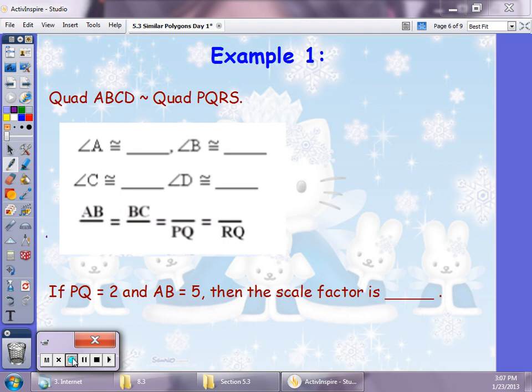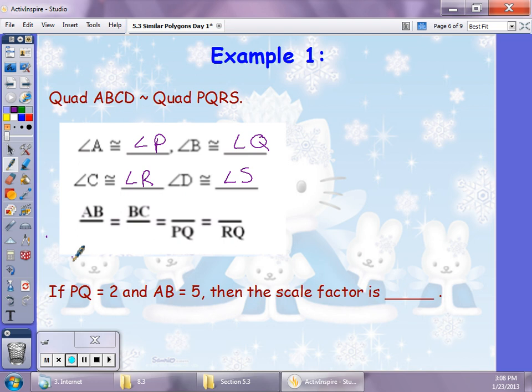We can also use correspondence statements to fill in missing congruency or similarity statements. So we are given that quadrilateral ABCD is similar to quadrilateral PQRS. So using what we know about correspondence statements, we can now say that angle A is congruent to angle P, angle B is congruent to angle Q, angle C is congruent to angle R, and lastly, that angle D is congruent to angle S.